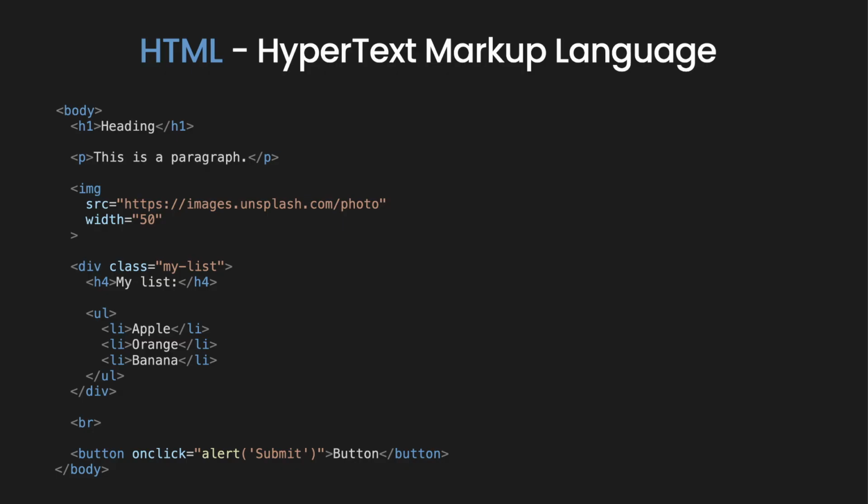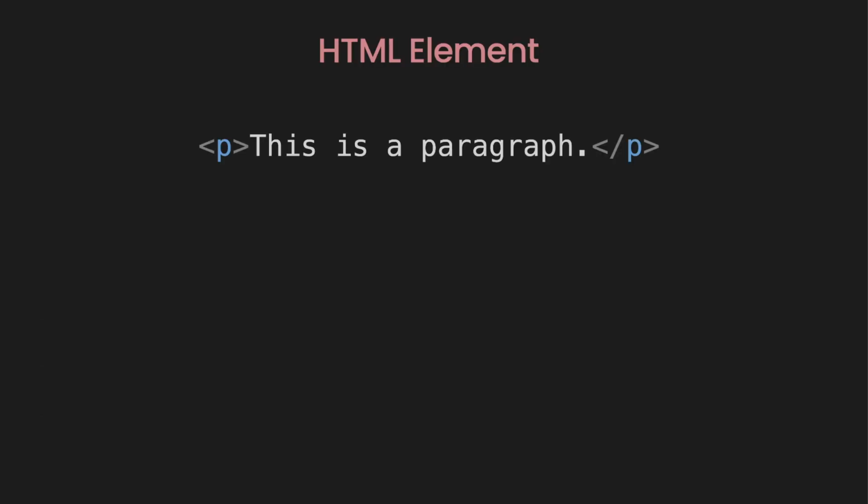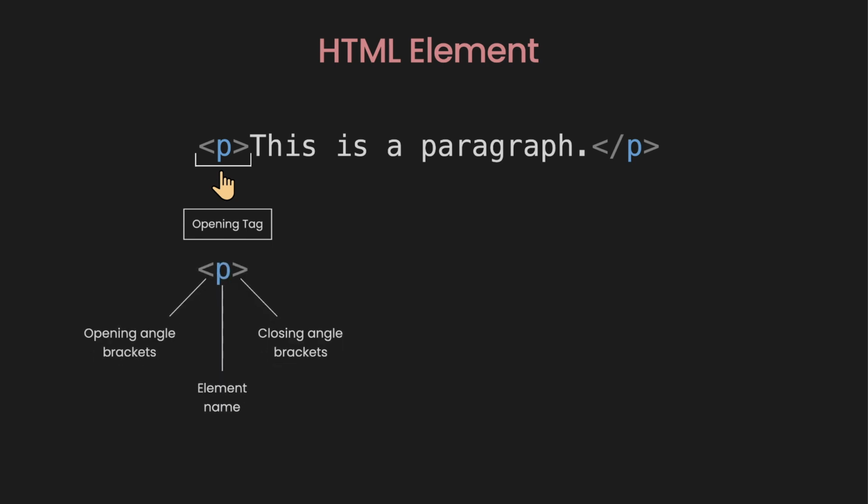HTML or hypertext markup language is a pretty simple language that consists of different elements which we use to structure a web page. The element usually starts with an opening tag, which consists of the name of the element wrapped in opening and closing angle brackets. The opening tag indicates where the element begins. Similar to the opening tag, the closing tag is also wrapped in opening and closing angle brackets, but it also includes a forward slash before the element name.